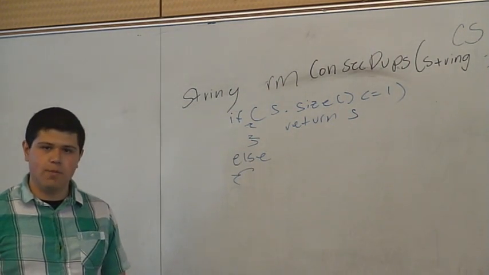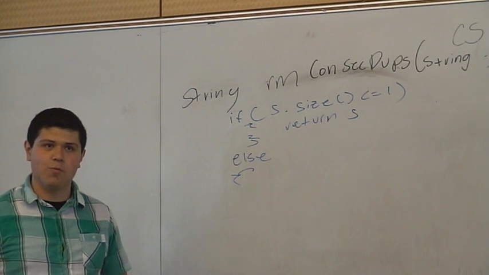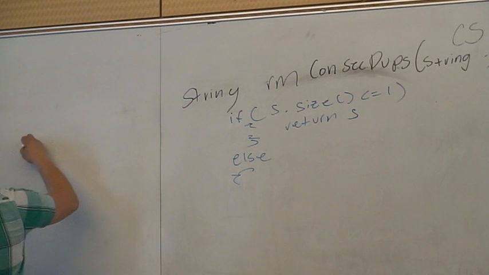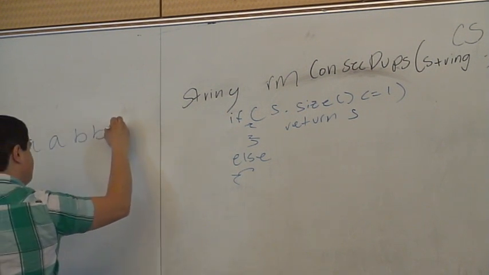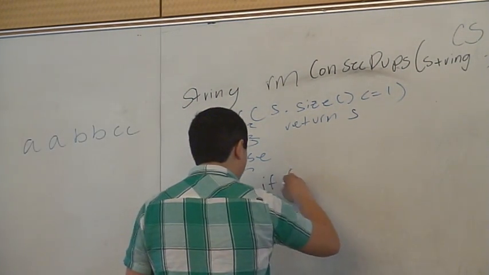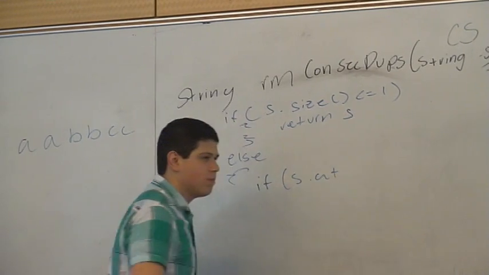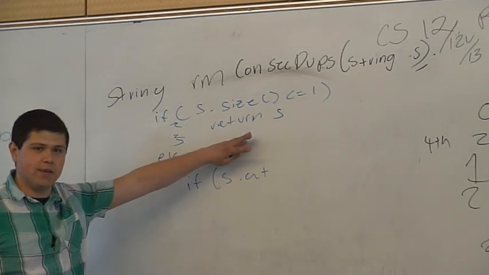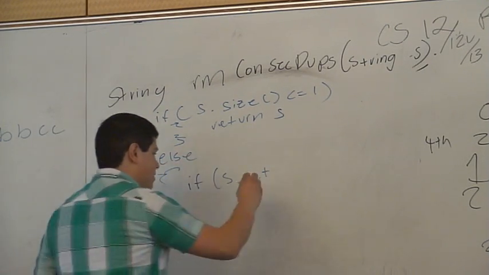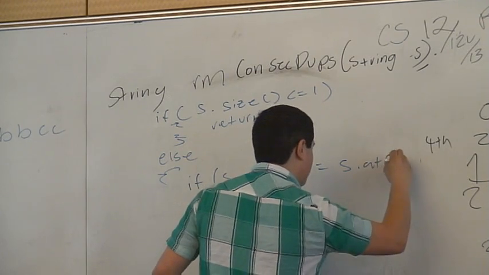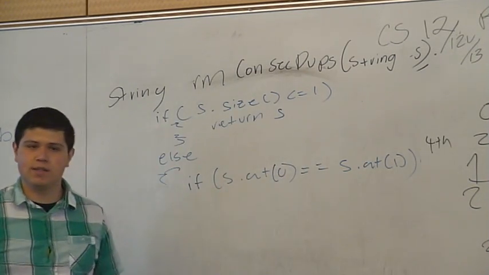So what are the cases that we have? Depends on what you want to do. So for this one, what do we notice? s dot at 0 is equal to s dot at 1. Yeah, exactly. In other words, you're checking if the first two are duplicates or not. So we can guarantee that the string has at least two things because we make this check. So if s at 0 is equal to s at 1, then we definitely have consecutive duplicates.